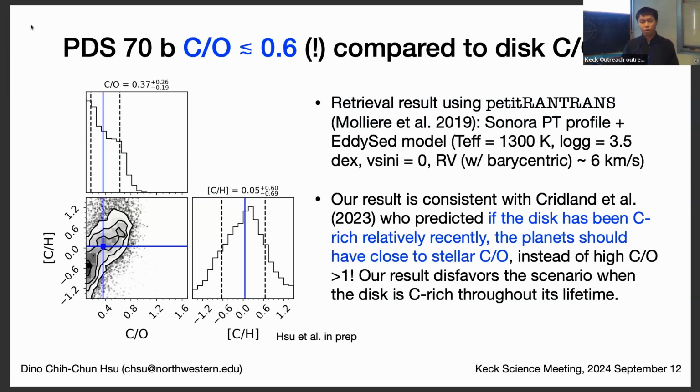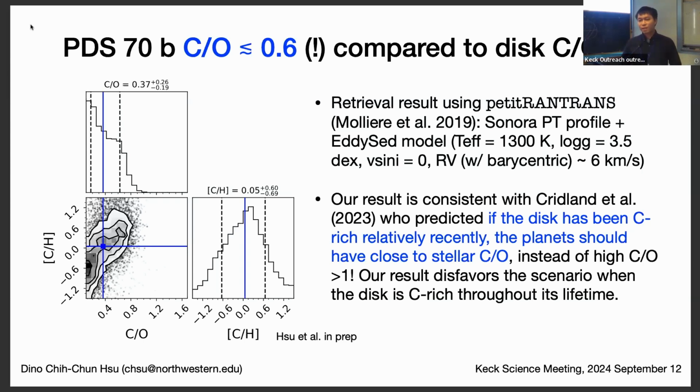In some other retrieval runs, we have slightly super-solar, but you can see the uncertainty is basically consistent across all the scenarios. But what is interesting is that this is seemingly inconsistent with the ALMA disk constraint. So the ALMA disk has a C/O ratio larger than 1. So how can we compensate or explain this?